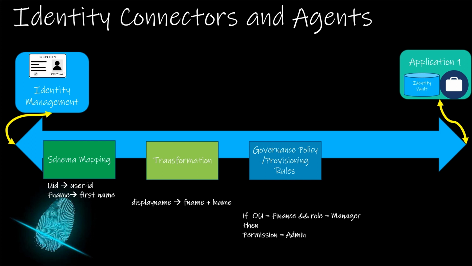The governance policy or provisioning rules are a set of rules that dictate what operations need to be performed. For example, if the user belongs to the finance business unit and the role is manager, provide admin access in the application. It can also be used to send notifications to the user or his manager or system admin. A rule can be: if the organizational unit is finance and the user role is manager, then provide admin access to the user account.